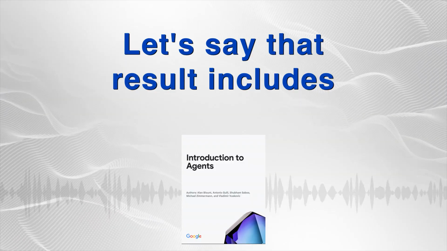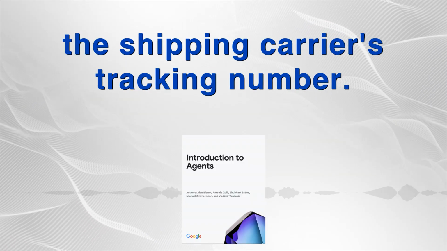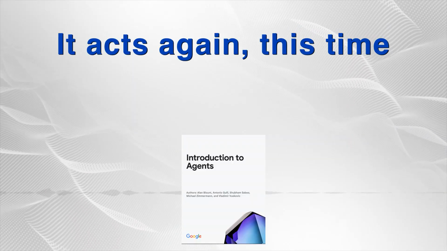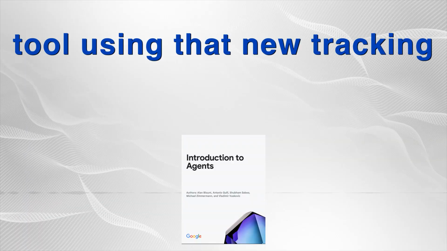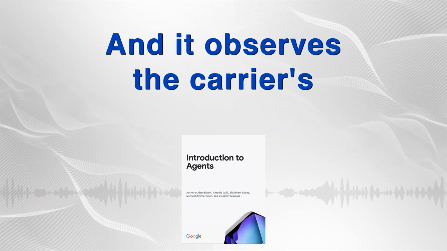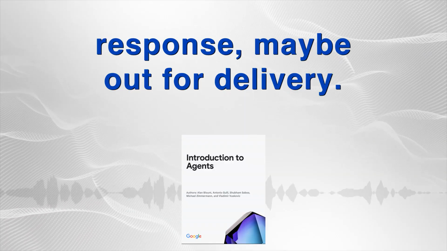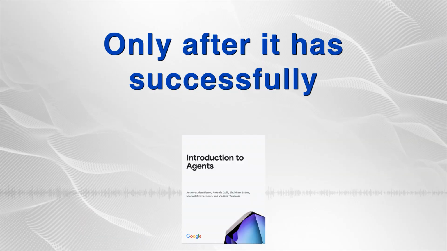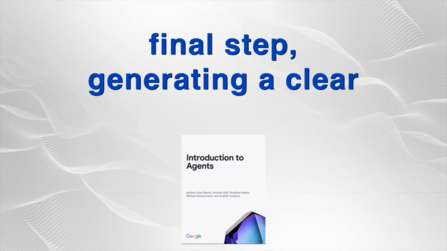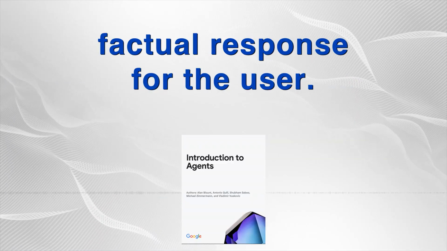Let's say that result includes the shipping carrier's tracking number. Now it has a new piece of information. So the loop continues. It acts again, this time calling the get shipping status tool, using that new tracking number as the input. And it observes the carrier's response, maybe out for delivery. Only after it has successfully gathered all the necessary facts does it move to the final step, generating a clear, factual response for the user.